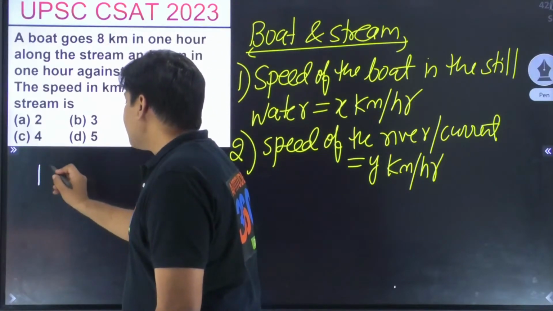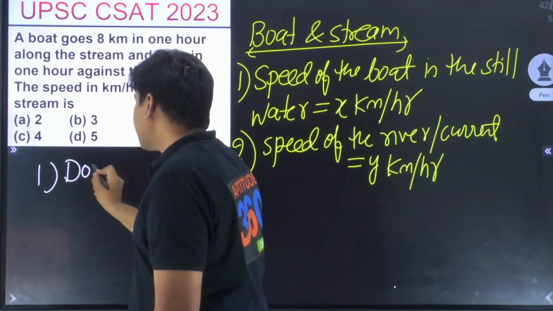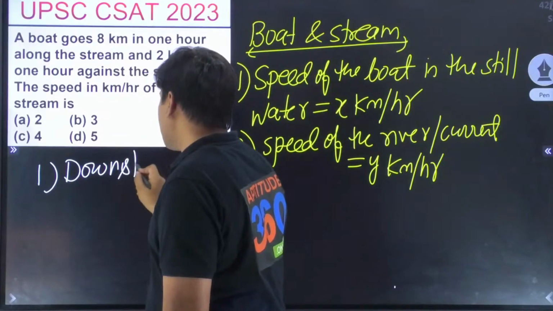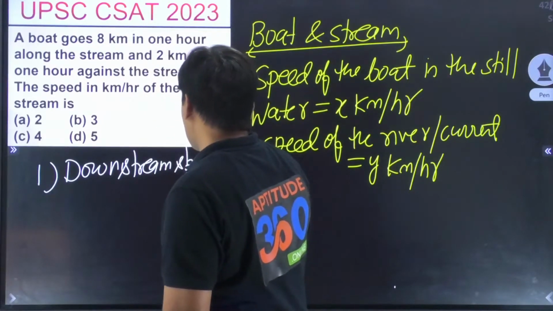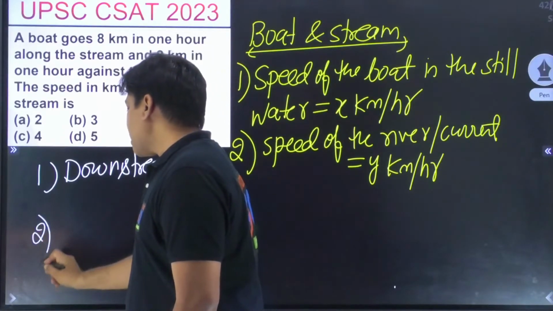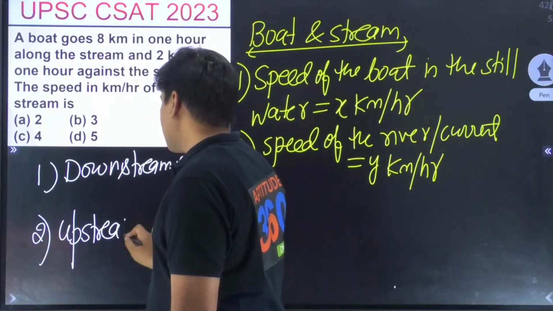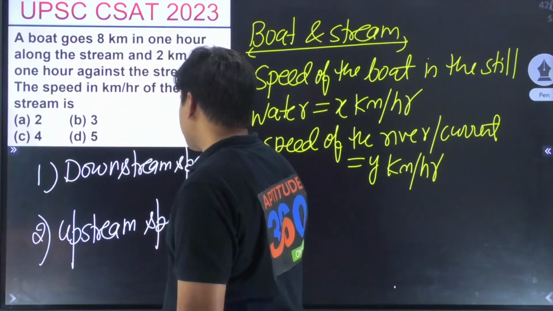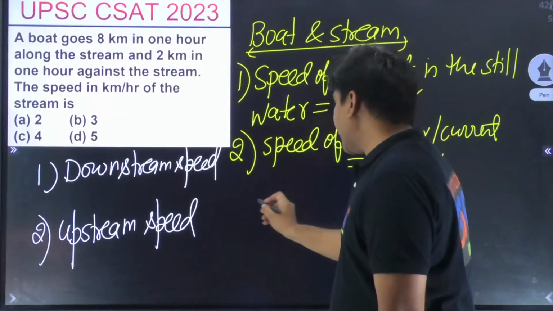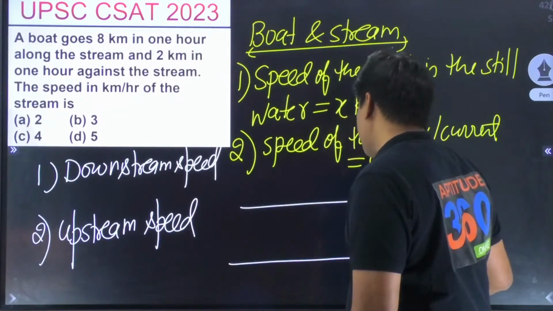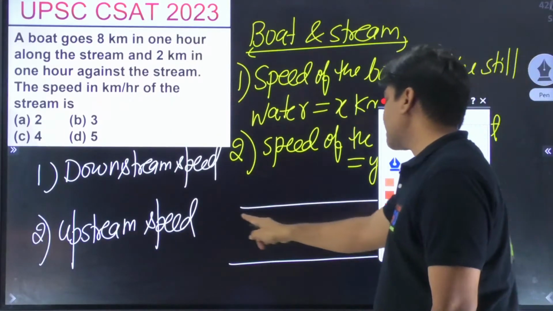So one, we need to know what is downstream speed. Downstream speed. And the other value out here is upstream speed. What is the meaning of downstream speed? Say for example, this is the river, and this river flows like this. This river, say, flows like this in this direction.